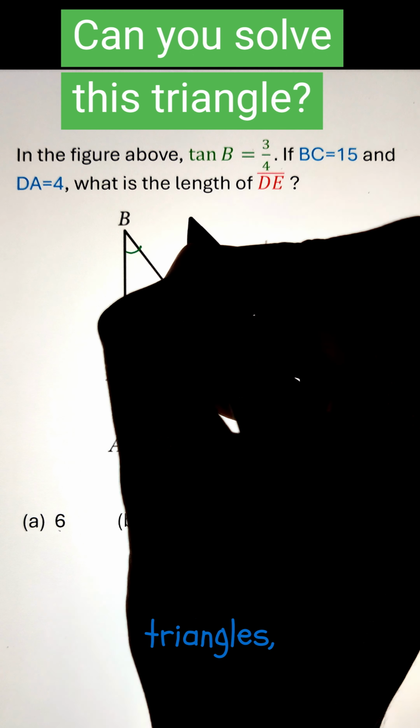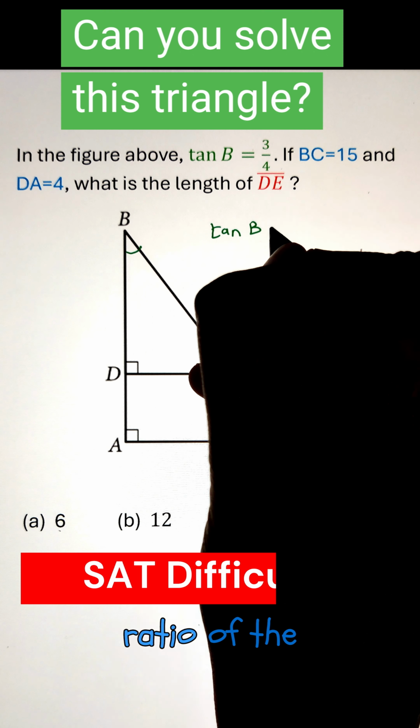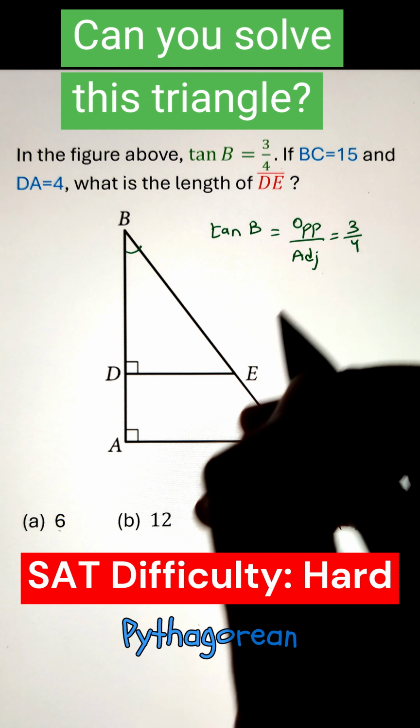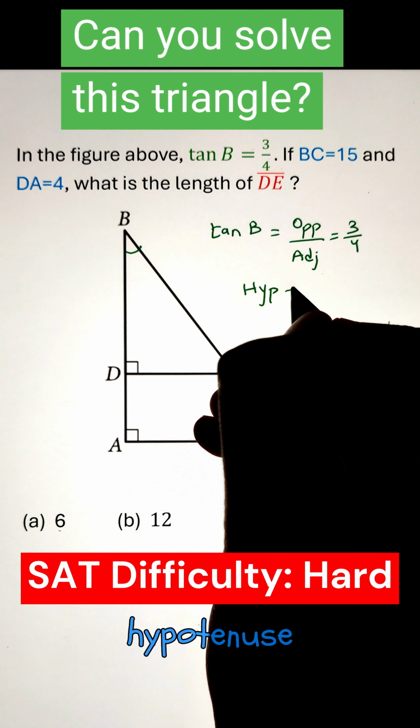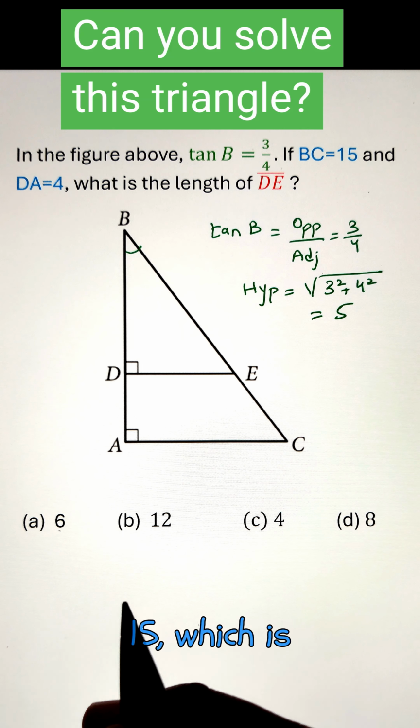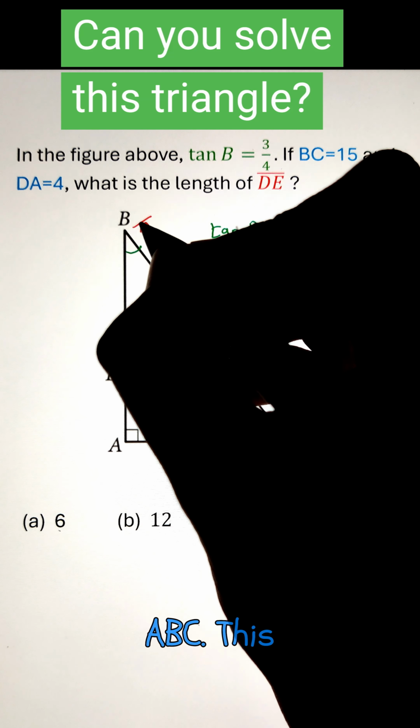For the given right angle triangles, tangent B, that is the ratio of the opposite side to the adjacent side of angle B, is 3 over 4. Using the Pythagorean theorem, we can calculate the length of the hypotenuse, that is coming to 5. Next, we are given that the side BC is 15, which is the hypotenuse of triangle ABC.